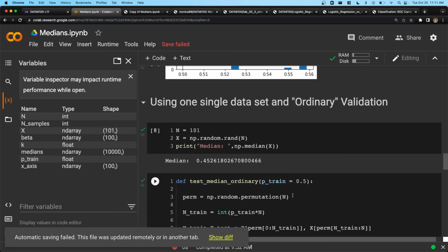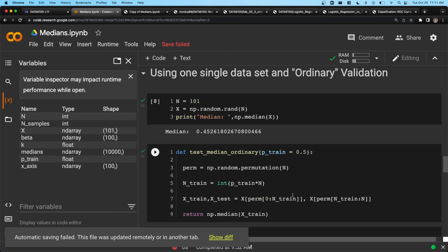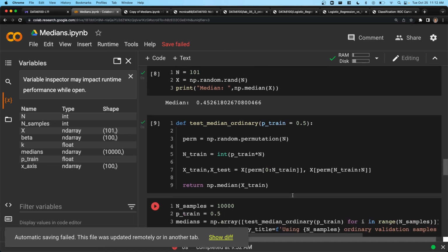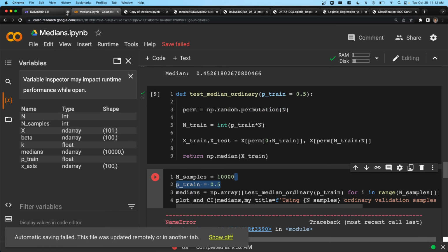So instead of doing leave one out, I'm going to do this. I'm going to have this parameter ptrain, and I'm going to delete some random subset of the points. So maybe I'll delete 50% of the points and then do the median and see how much it changes. Okay, so that's what I'm going to do, and we can try different p-values. So I'll let you guys decide.